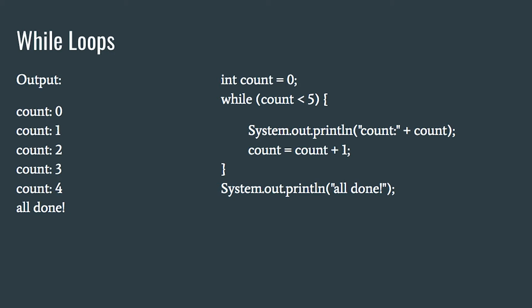Back to the top. We check, is 5 less than 5? No! We're done with our loop. We go to the next line of code after our loop. We print all done.